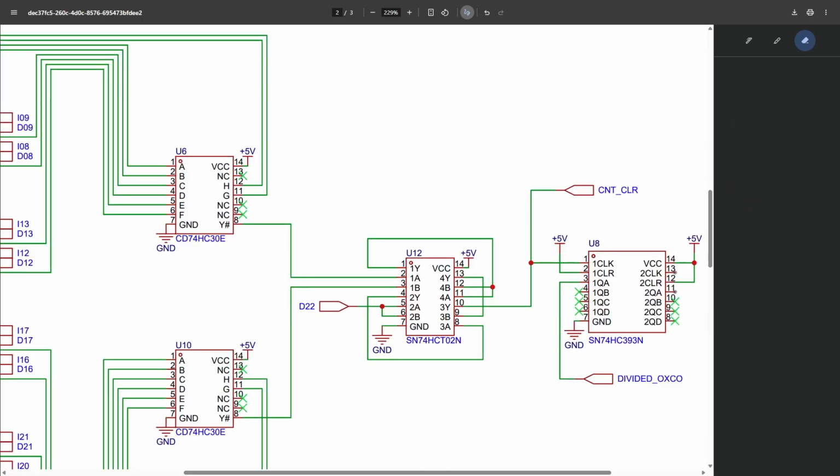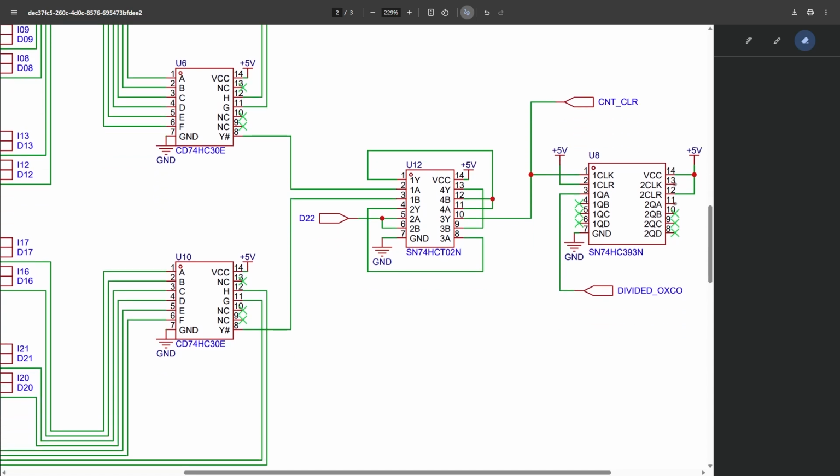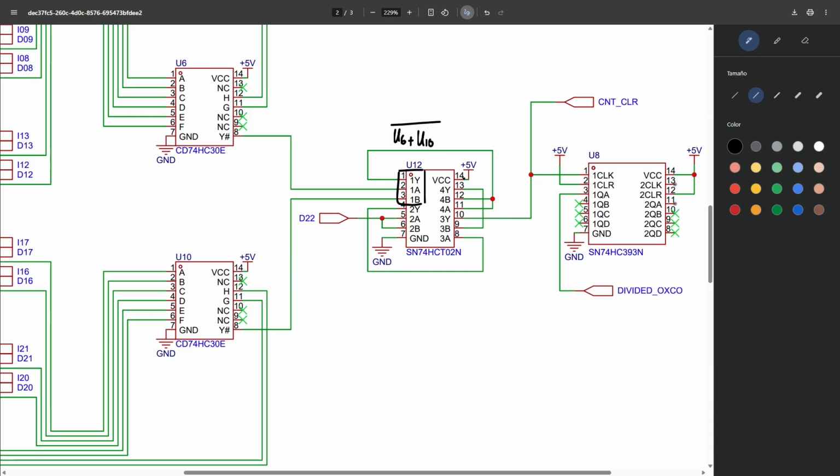The issue I have is that I don't have a 3-input NOR gate, so we have to adapt the 2-input gate we have. So, gate 1 is doing the operation we talked about before, right? It's taking U6 and U10 and is operating with an OR gate, right? Good. Now, what I want is to add D22 in the sum. So we want something like this.